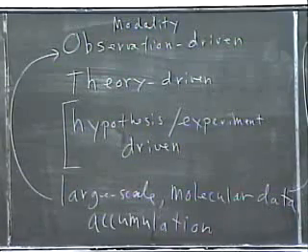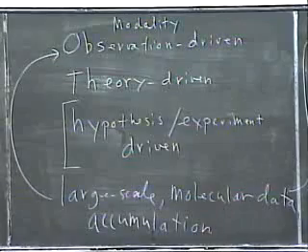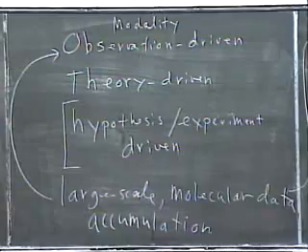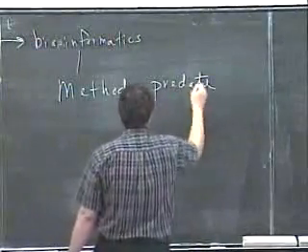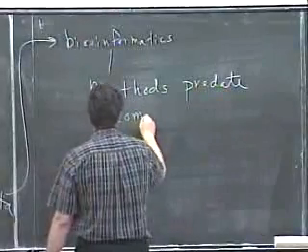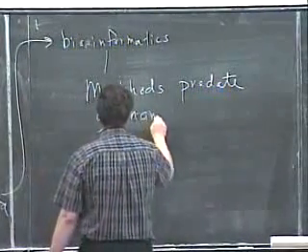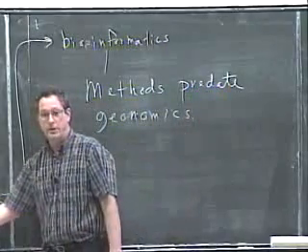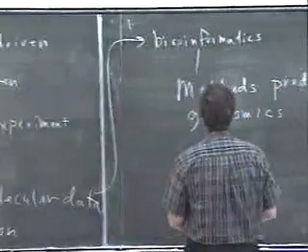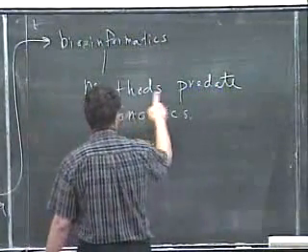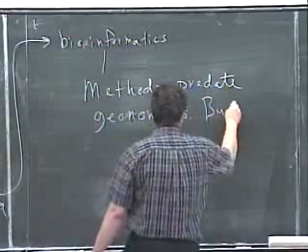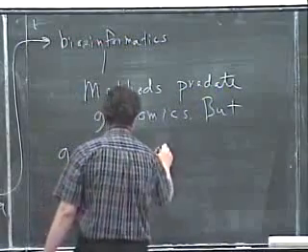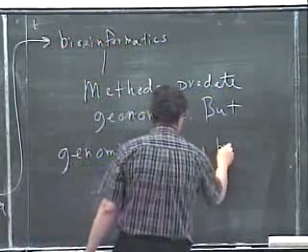And the point I made about 10 minutes ago is that the ideas, the methods in bioinformatics predate genomics. But it's because biology has moved on to this fourth modality that bioinformatics has become important. It predates genomics, but genomics makes bioinformatics important.